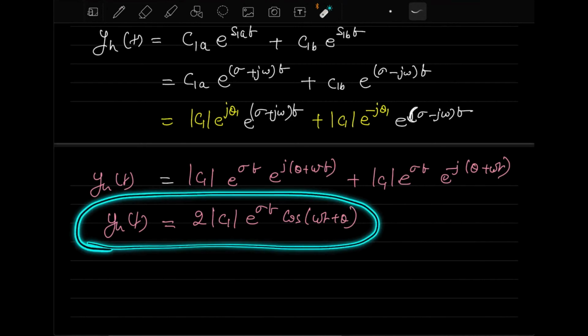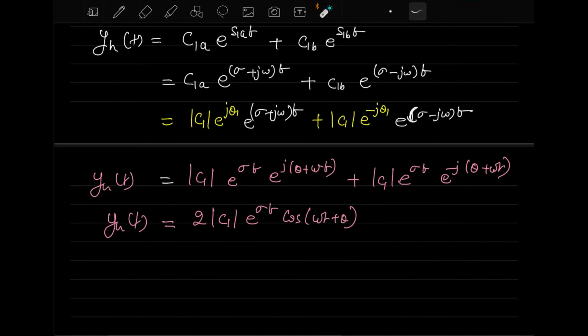You can use the fact that cos can be represented as e to the power j theta plus e to the power minus j theta, divided by 2. Using that you can easily come up with this expression. Another way of writing the same expression is by expanding cos(a plus b), using cos a cos b minus sin a sin b.